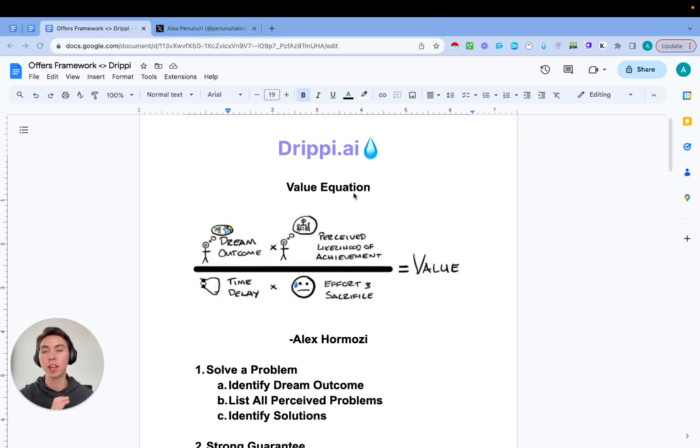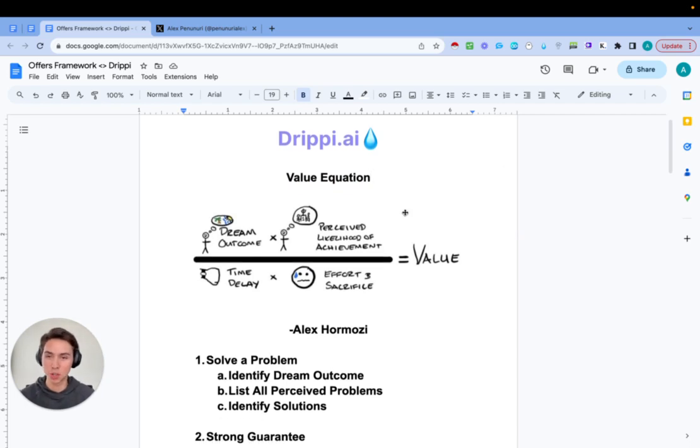So right off the bat, it is really important to know what actually conveys value. This is a concept coined by Alex Hormozi, which I'm sure you know. It is the concept of the value equation. So what is actually valuable to people? How do you create value? According to Alex Hormozi, it's dream outcome times perceived likelihood of achievement, right? And then time delay times effort and sacrifice.